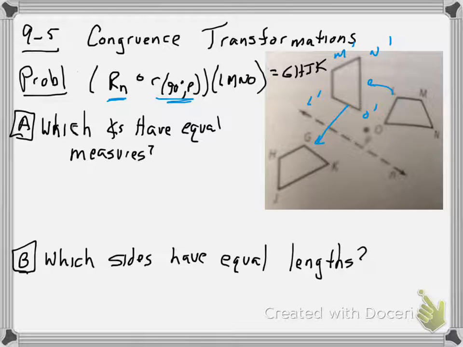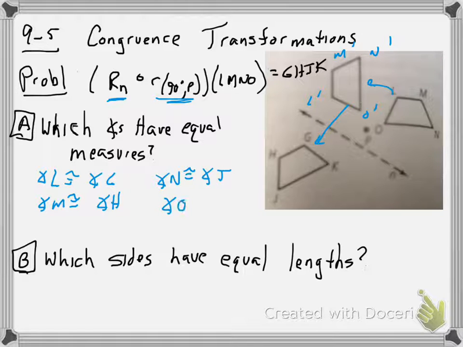Okay, so angle L would be congruent to angle G. Okay, angle M would be congruent to angle H. Angle N congruent to angle J. And angle O congruent to angle K.